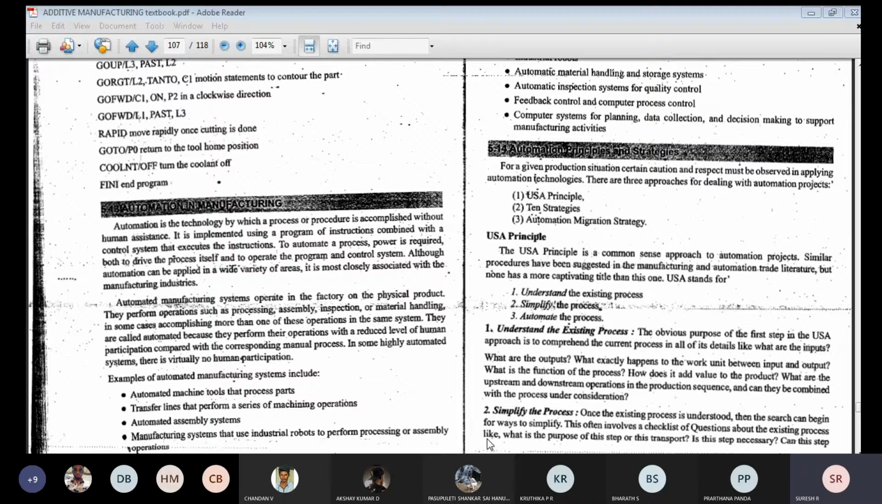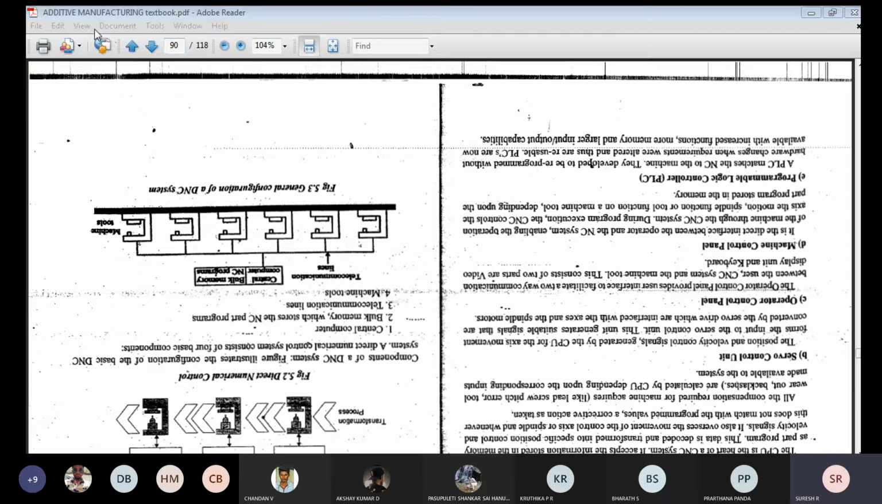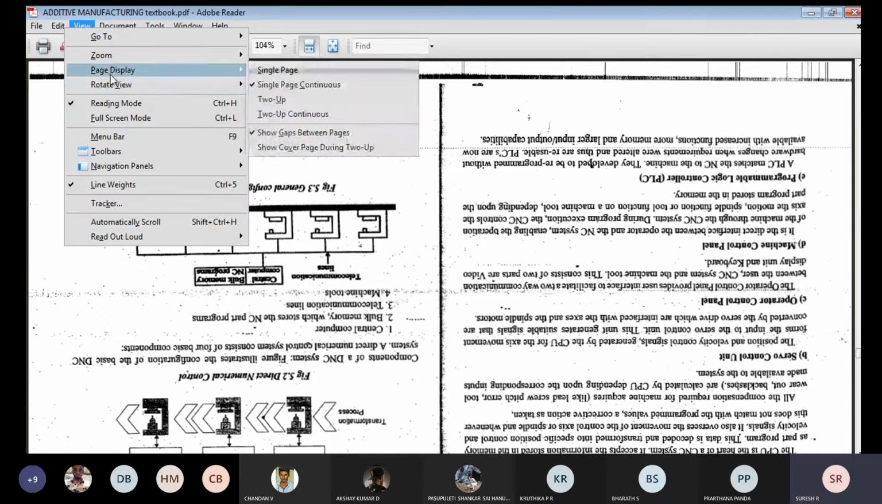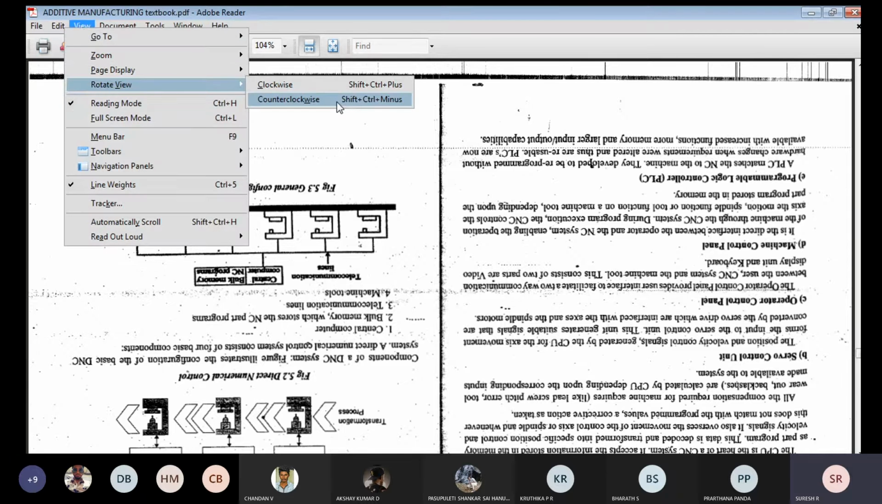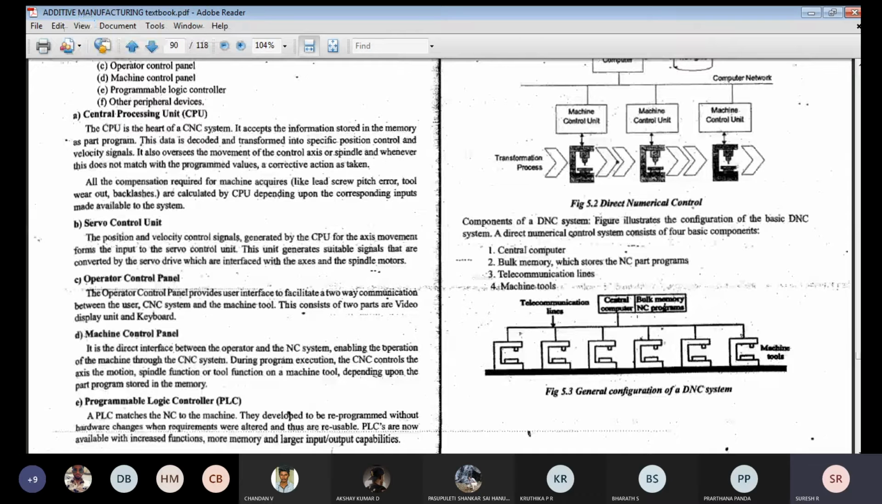So I'm going to show the diagram for the CNC system and the DNC system as I've shown you guys. One minute, I'm going to rotate it. See the DNC system, okay.